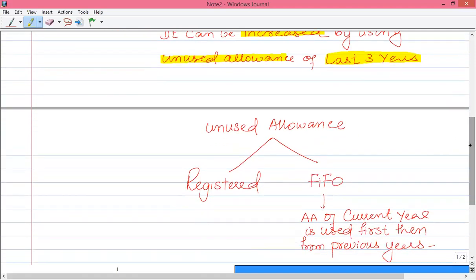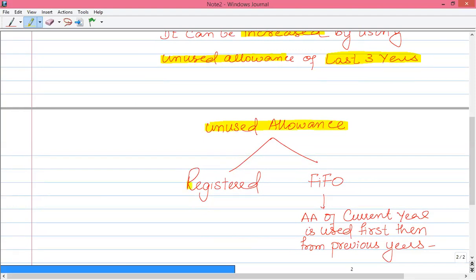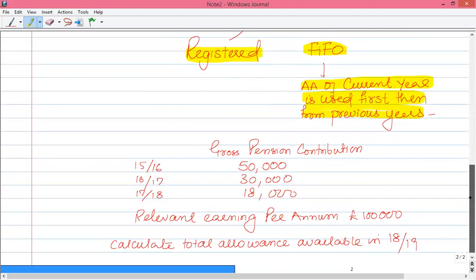But in order to carry forward the unused allowance, the person must be registered for a pension scheme. And the order that we have to follow is first in, first out. That means the earlier year's unused allowance is to be used first. So first we will consider the current year annual allowance, then we will consider the unused annual allowance in the order of first in, first out. Now let's discuss the example.